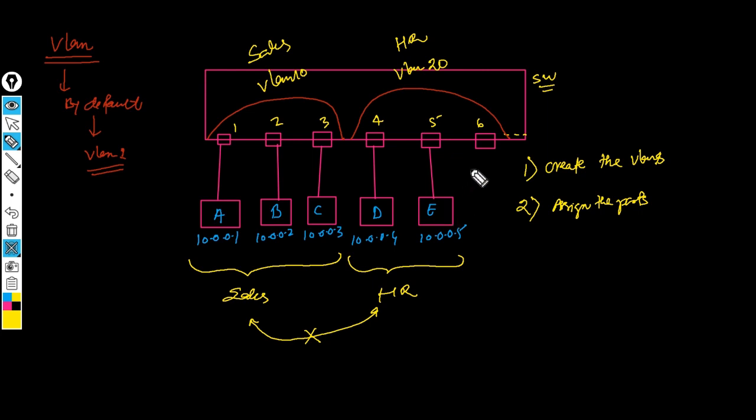So in simple terms, what is a VLAN? VLAN is the process of breaking a single broadcast domain into multiple broadcast domains. By default in Cisco switches, only one broadcast domain will be there due to the default VLAN 1. But if I break it down into multiple VLANs, that means multiple broadcast domains. So once you create the VLANs and assign the ports in this scenario, the sales and HR department PCs will be separated. They will not communicate with each other. So this is basically the actual importance of VLANs.